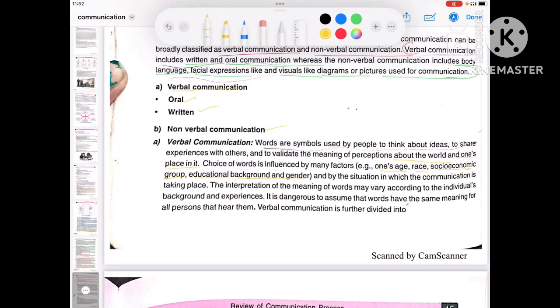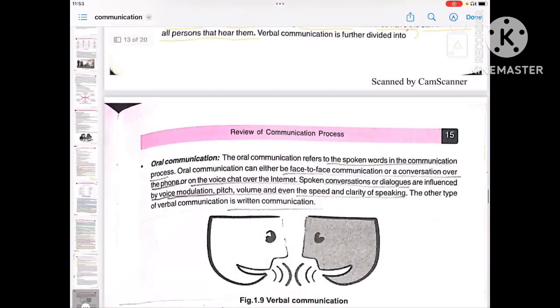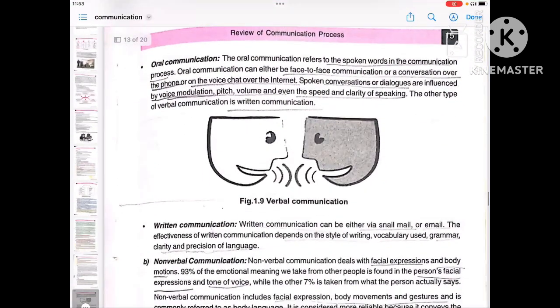And it is influenced by the situation in which the communication is taking place. The interpretation of the meaning of words may vary according to the individual's background and experiences. It is dangerous to assume that words have the same meaning for all persons that hear them. Verbal communication is further divided into oral communication and written communication.